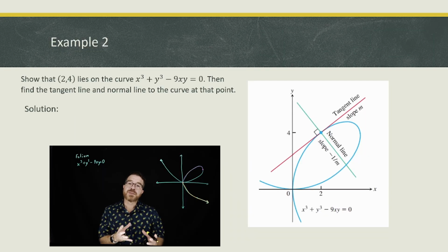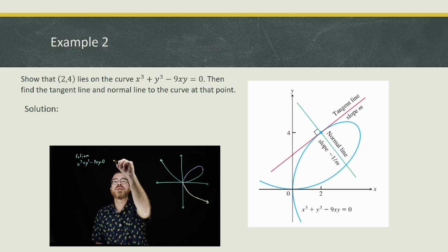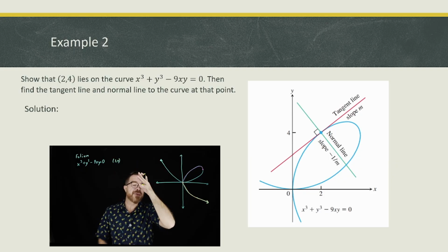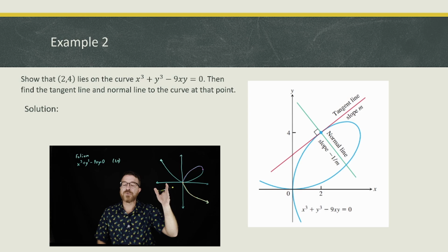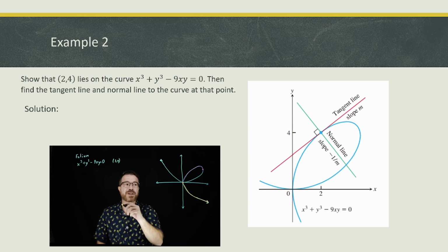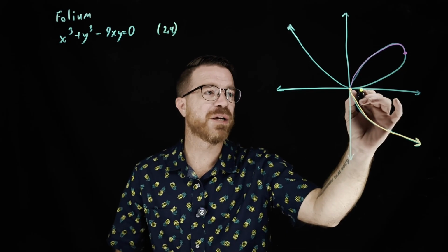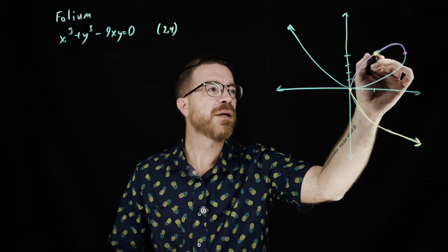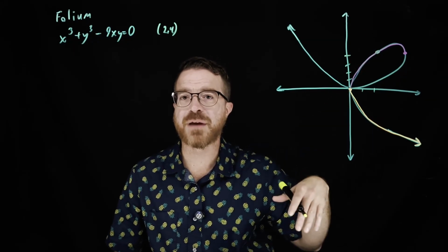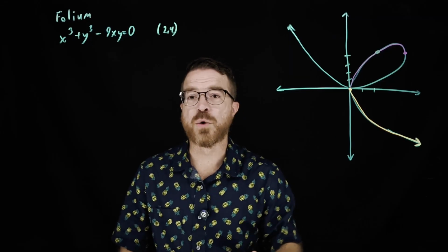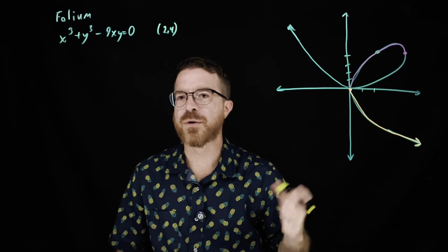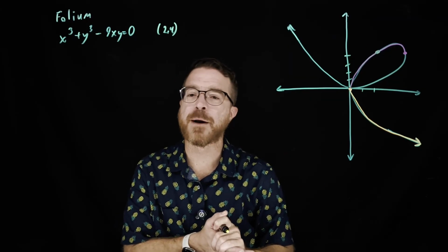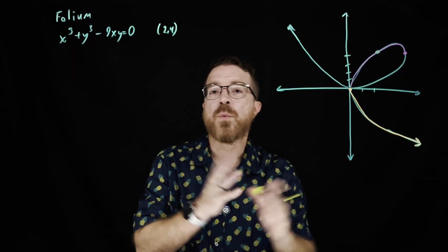So what we're going to do for this problem is we're actually going to show that the point 2, 4 lies on this folium. And then we are going to find the tangent line to that particular point, right? So we're going to have some point over here, 1, 2, and then 1, 2, 3, 4, and it's going to be something here, which means I would expect that I have a positive slope to my instantaneous rate of change, or my tangent line right there. Okay, so now what do we actually need to do?